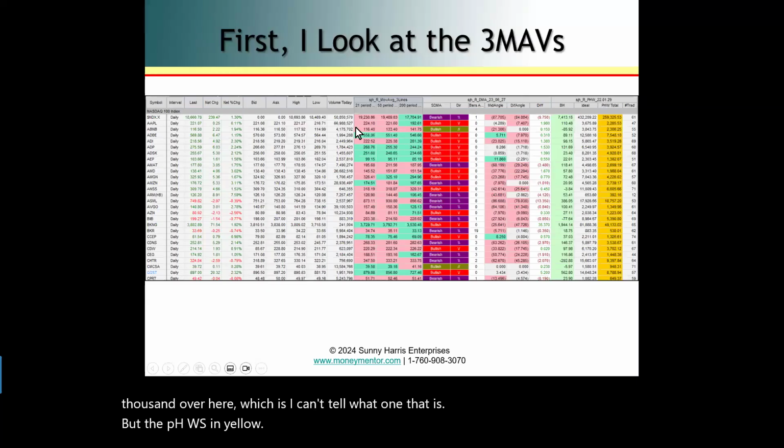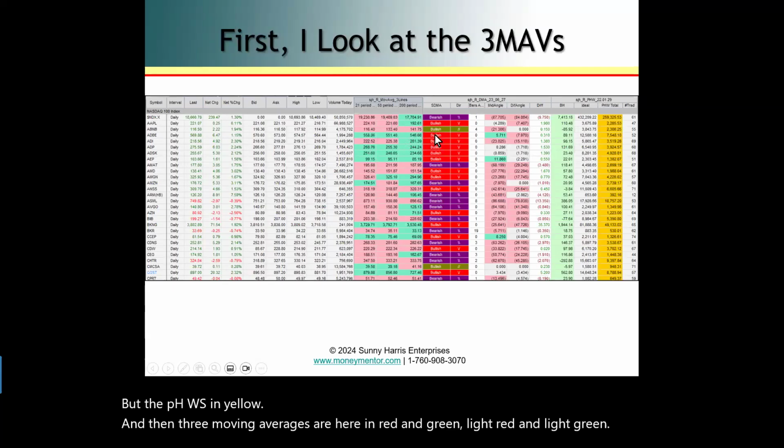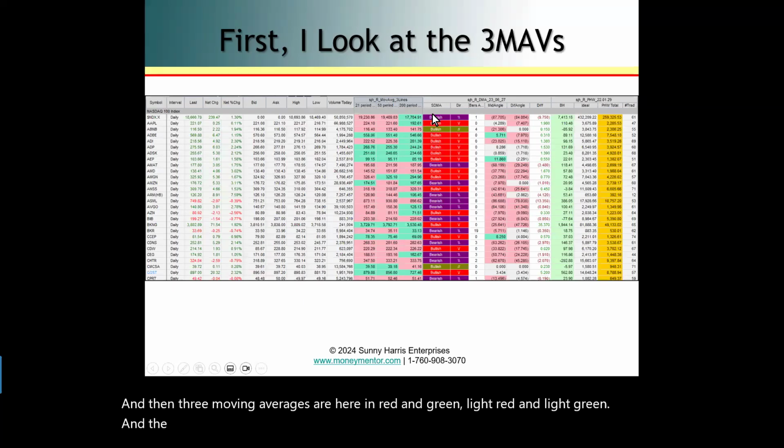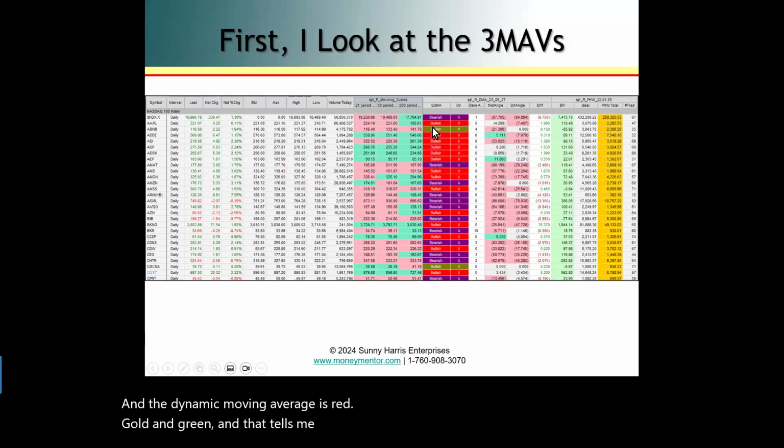And then the three moving averages are here in red and green, light red and light green. And the dynamic moving average is red, purple, gold, and green. And that tells me whether the stock's been moving up, is going up further, is moving down, or going down further.